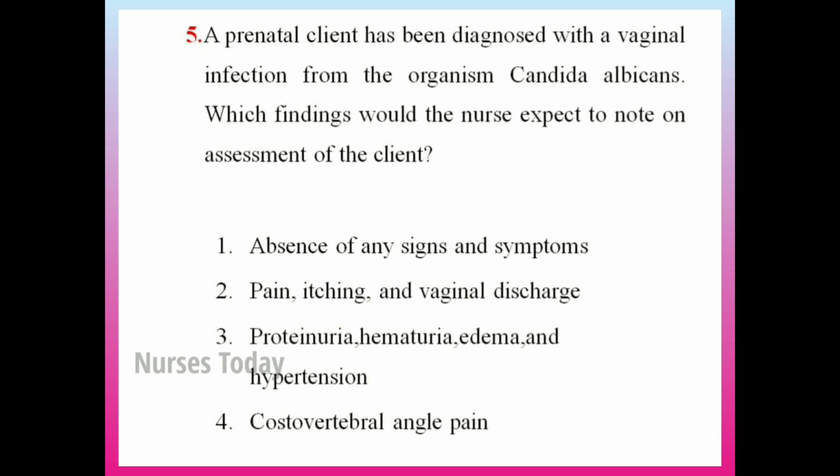A prenatal client has been diagnosed with a vaginal infection from the organism Candida albicans. Which findings would the nurse expect to note on assessment of the client? Option 1. Absence of any signs and symptoms. Option 2. Pain, itching and vaginal discharge.